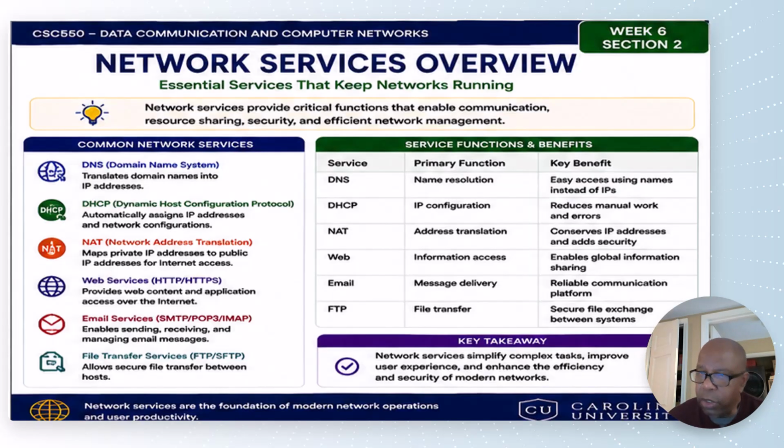Okay, network services overview. The key terms we're looking at here: you will hear terms DNS, domain name server, DHCP, NAT, web services, email services, file transfer. Many of these you probably are already familiar with, but some of you may not. So just let's make it a little review. DNS, domain name system, translates domain names into IP addresses. DHCP, Dynamic Host Configuration Protocol, is a method where IP addresses are automatically assigned and the network is configured.